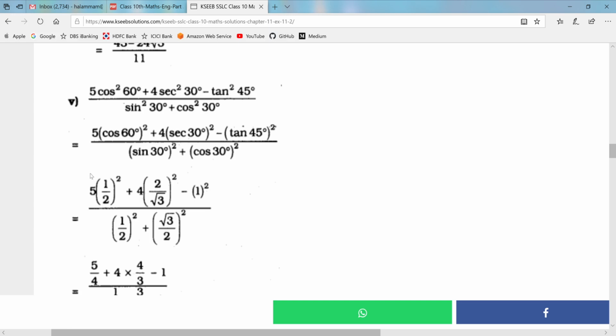So next, 5 as it is, the cos 60 degree value is 1 by 2, and sec 30 degree value is 2 by root 3, that is squared, minus tan 45 degree value is 1, so 1 square. So whole divided by sin 30 degree value is 1 by 2 and cos 30 degree value is root 3 by 2, that is squared, we have to take the square.